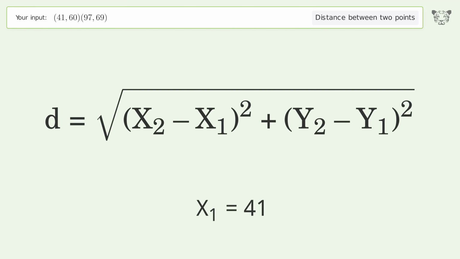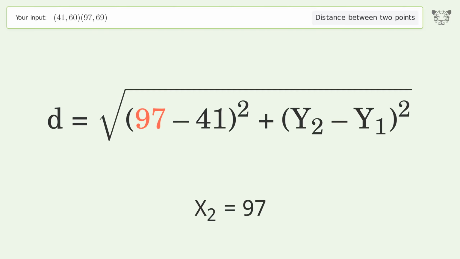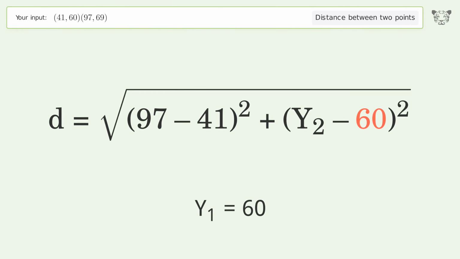x1 equals 41. x2 equals 97. y1 equals 60. y2 equals 69.